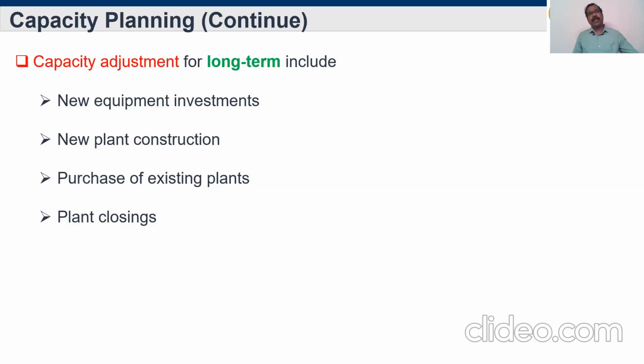Already there is a plant. They used to make this kind of component, but now they are not able to continue. In the sense, we could purchase that plant from them and utilize it. Otherwise, nothing is going on in the plant. What all they are making is not effective. Instead of keeping or running the plant, they can close it. Okay, so these are all the considerations or adjustments we have to have for capacity planning for long term.